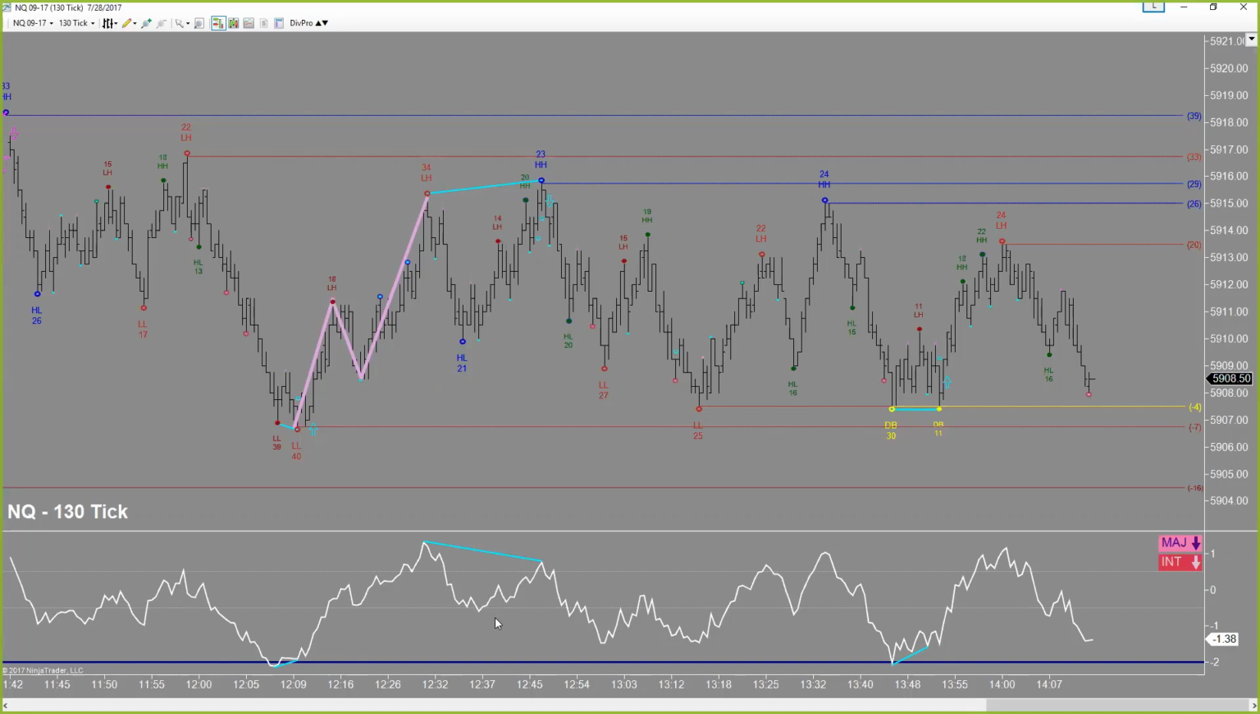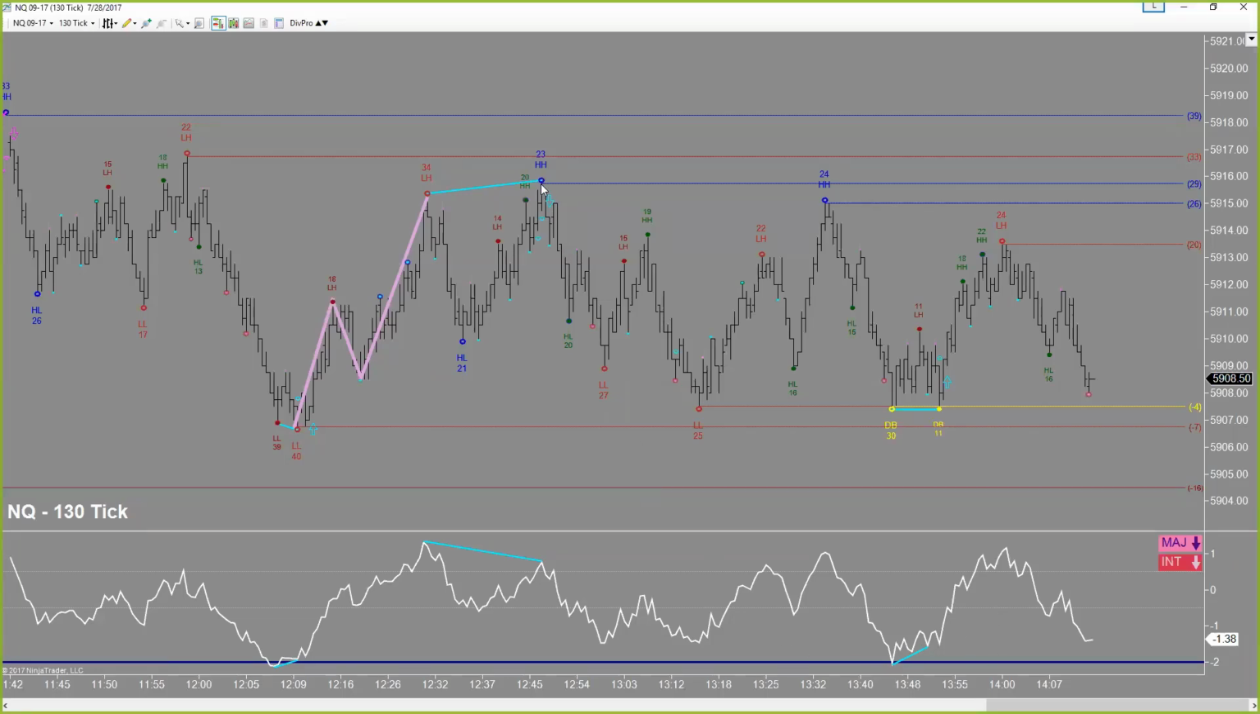So we're looking at minor, intermediate, and major swings. And of course, you can define those to be whatever size that you want in the properties, but doing it this way allows us to be much more accurate in identifying these momentum divergence swing highs and lows.